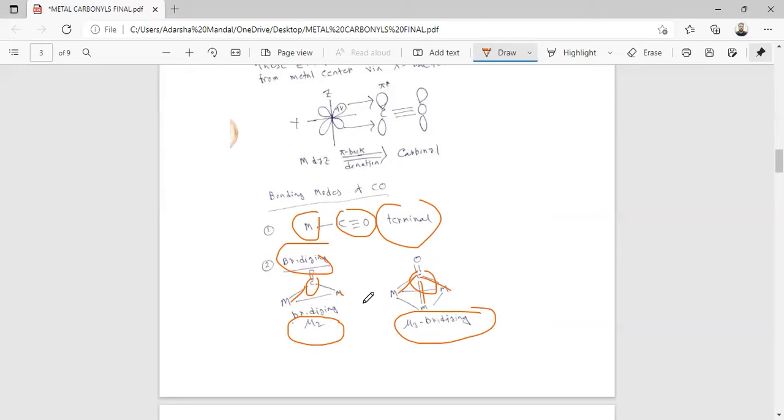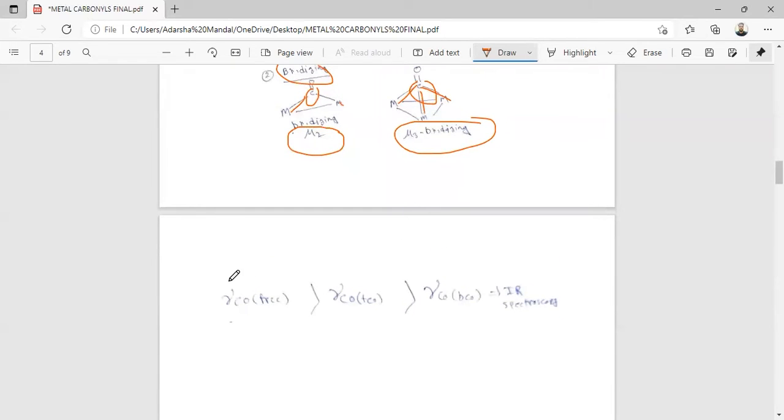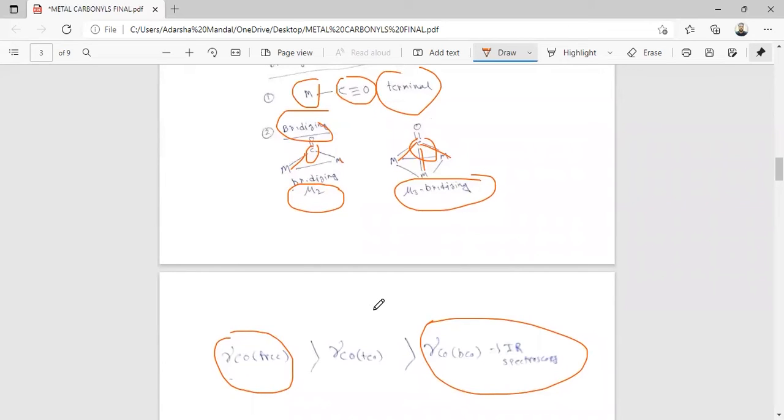So we can identify this mode of attachment of the metal center to the carbon by the IR stretching frequency. Here the IR stretching frequency of free CO is higher compared to the terminal, and bridging has a lower IR stretching frequency compared to the terminal CO molecule. So the mode of the carbonyl will be identified by the IR stretching frequency of the carbonyl molecule.